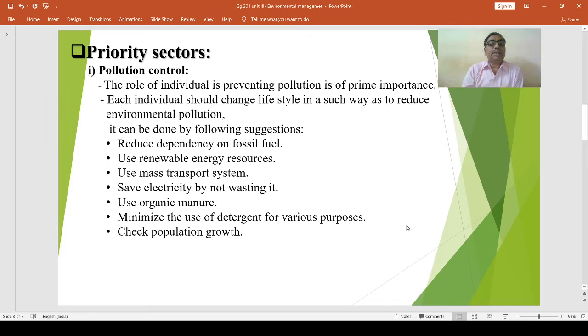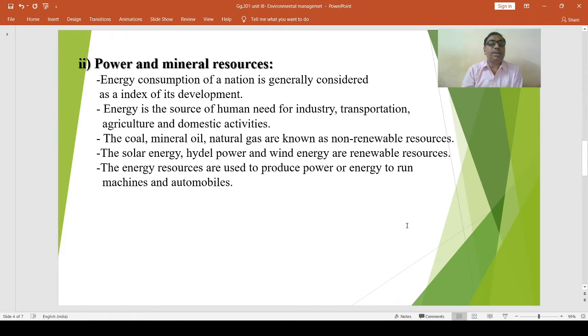Then another priority sector is power and mineral resources. Energy is defined as the capacity to do work. Energy consumption of a nation is generally considered as an index of its development. Many scholars studied living and physical environment through the point of view of its utilization to man.